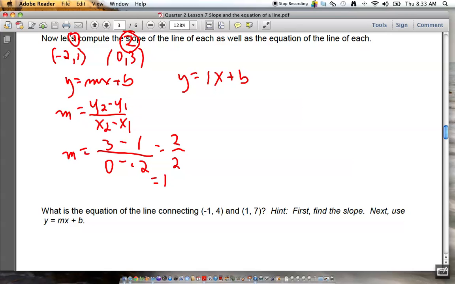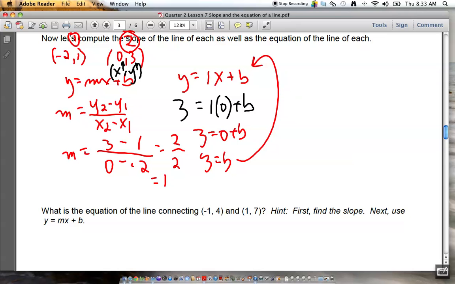X, Y. So in other words, when I look at this point, I can use either one, it doesn't matter. I have an X and a Y, and I can put those in here. So 3 equals 1 times 0 plus B. So the first step is to figure out the slope. The second step is to plug in either of the coordinates for X and Y. And then once you do that, you just keep right on going. 3 equals 0 plus B. I don't really have to minus the 0, so 3 equals B.